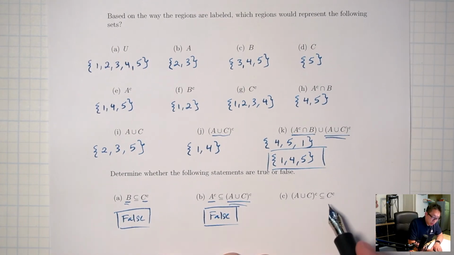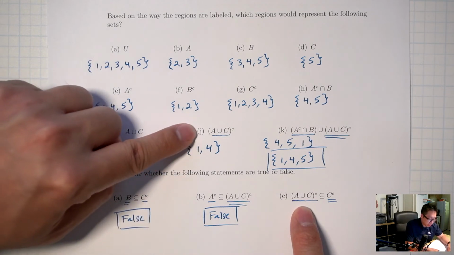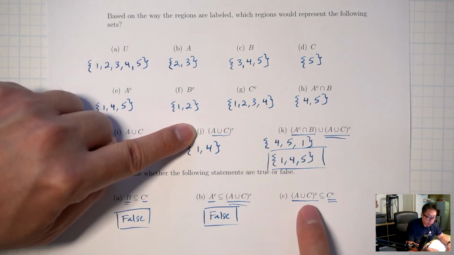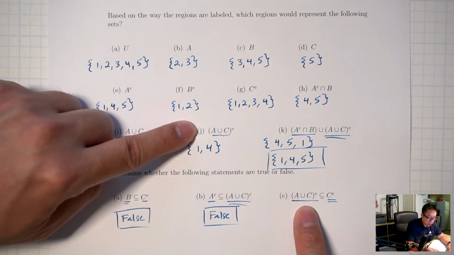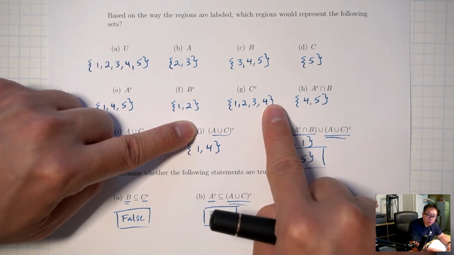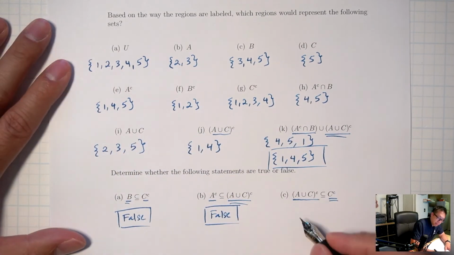Next up is our subset symbol. The set on the left is A union C complement. The set on the right is C complement. A union C complement, that's part J. C complement is part G. Okay, so start with the set on the left, which is part J, and then ask, is 1 in there? Yes. Is 4 in there? Yes. So all yeses, this would be true.